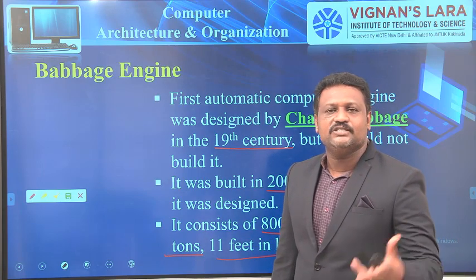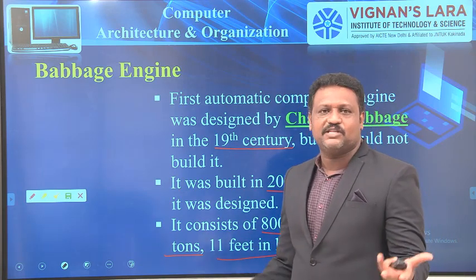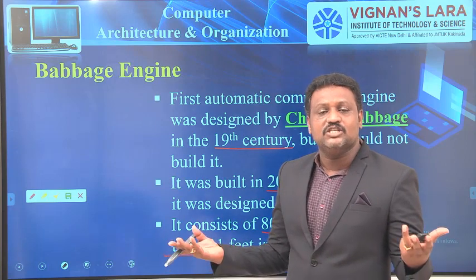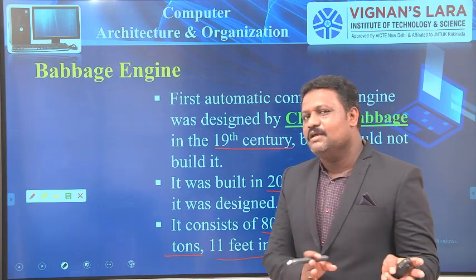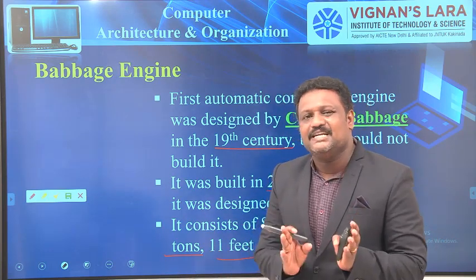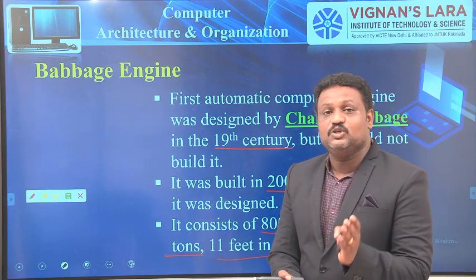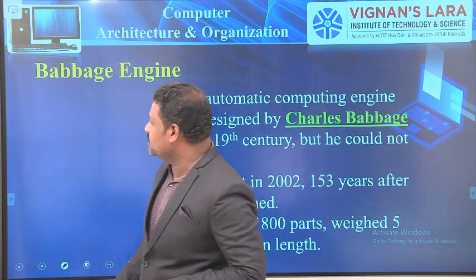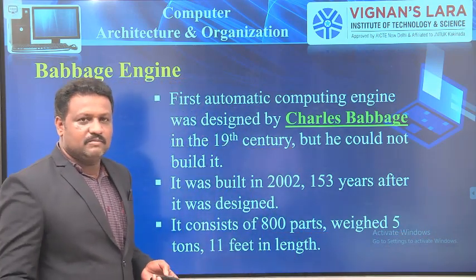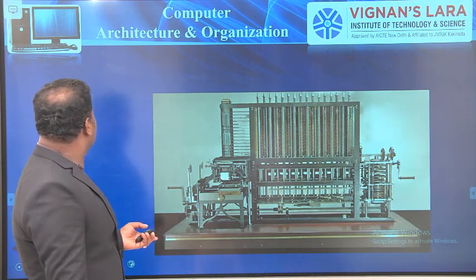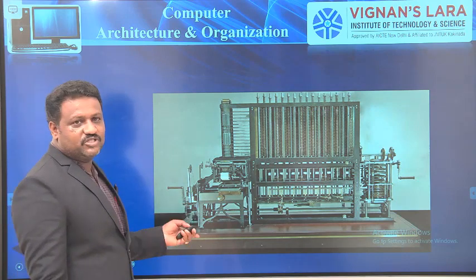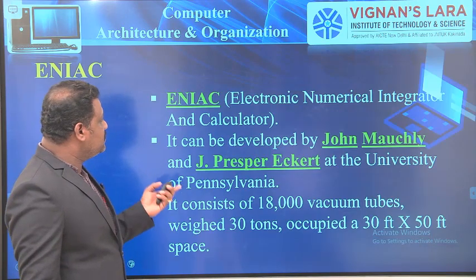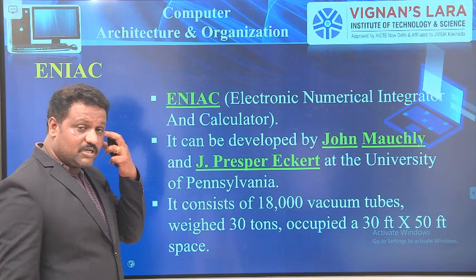We know that Charles Babbage is the father of computers. He designed one computing machine, but unfortunately he didn't build it. It was built in 2002, so remember that. So this is the next one, the Babbage engine, and this is the next, ENIAC.